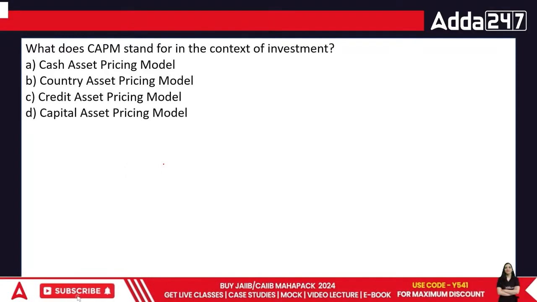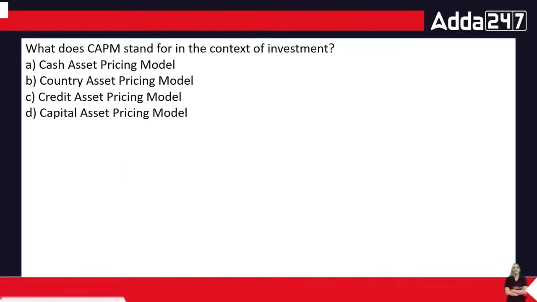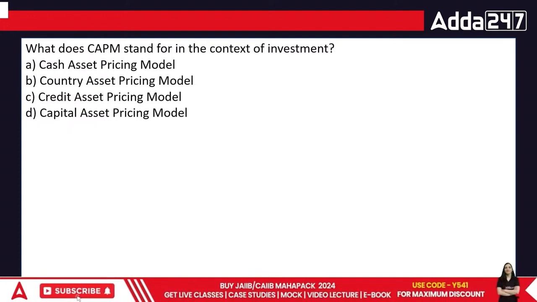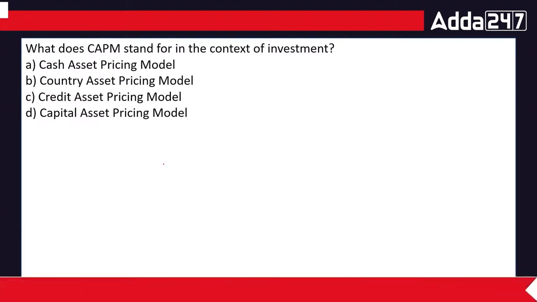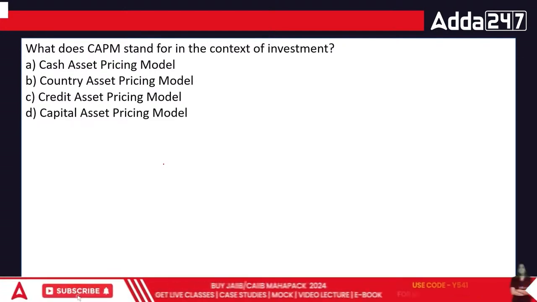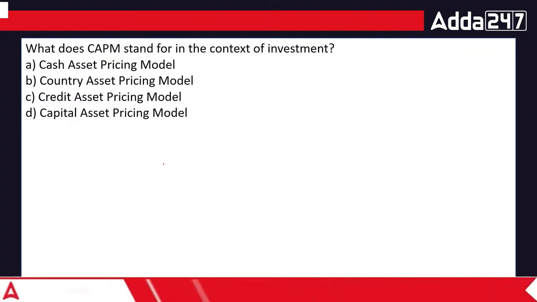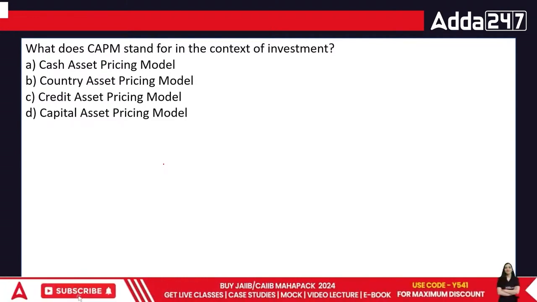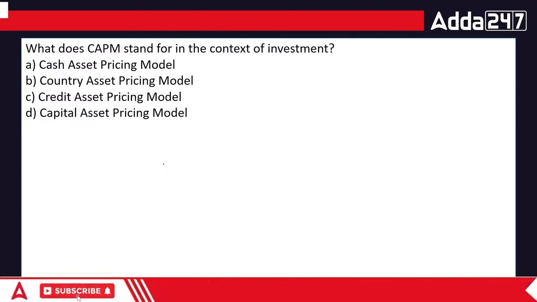What is CAPM model? CAPM model plays a very important role in the entire organization there. Why does it play a very important role, everyone? There's a very strong reason behind it. When we talk about CAPM model, the options are capital asset pricing model, cash, country, or credit. It would be capital asset pricing model. That's called CAPM. In a few areas we call it CAPM, in a few areas we don't. The full form is capital asset pricing model. Okay, so that's the answer. The answer is CAPM.